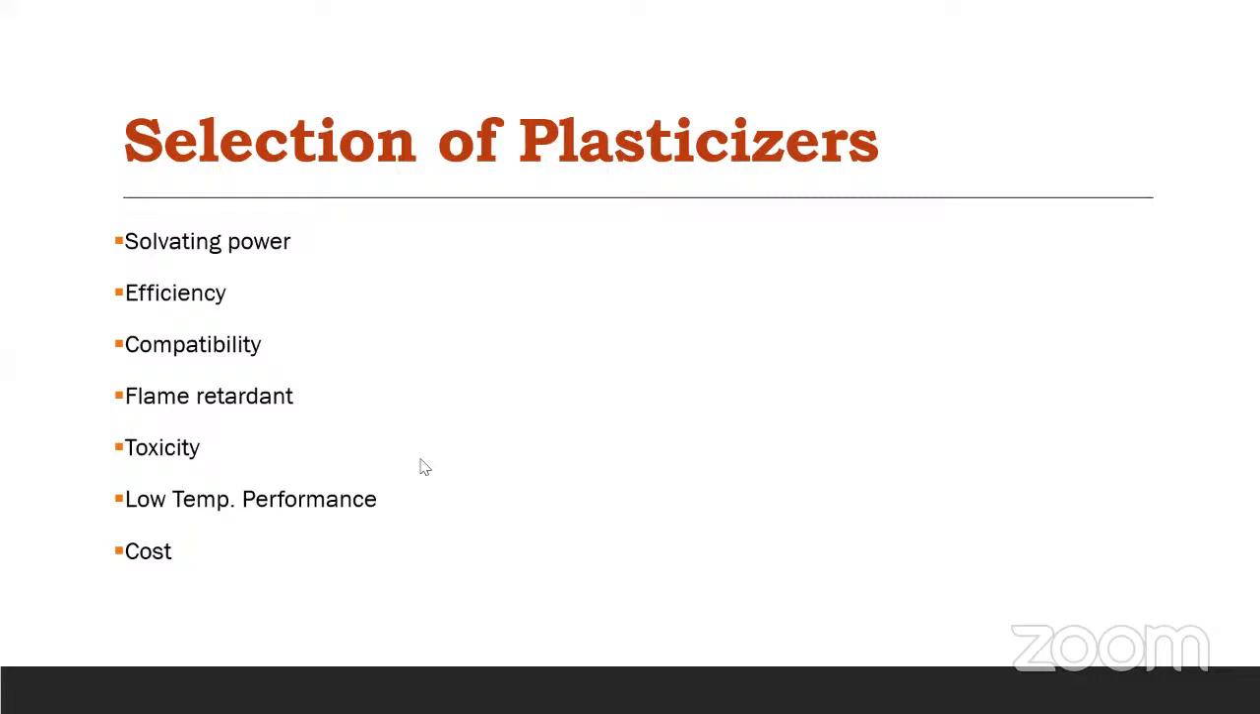So selection of a plasticizer is generally based on the solvating power of a plasticizer, or we can say how well it penetrates or interacts with your polymeric system. Then its efficiency, whether it is efficient to act as a plasticizer. Then its compatibility, whether it is compatible with your polymeric system.